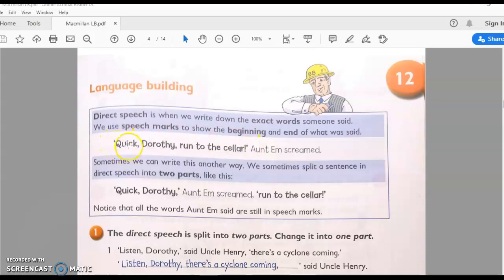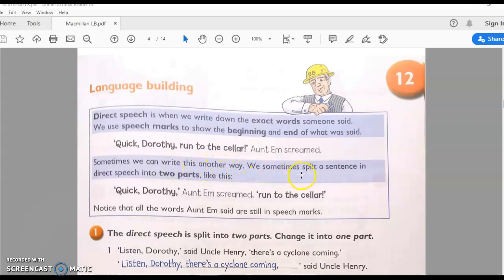What Aunt Em said starts with a capital letter, right? This is exactly what Aunt Em said. Then we have the punctuation mark at the end, which is inside the speech marks, and then Aunt Em screamed. This is a way of showing us how it was said, how Aunt Em said this sentence, okay? However, this is something new now. Sometimes we can write this another way.